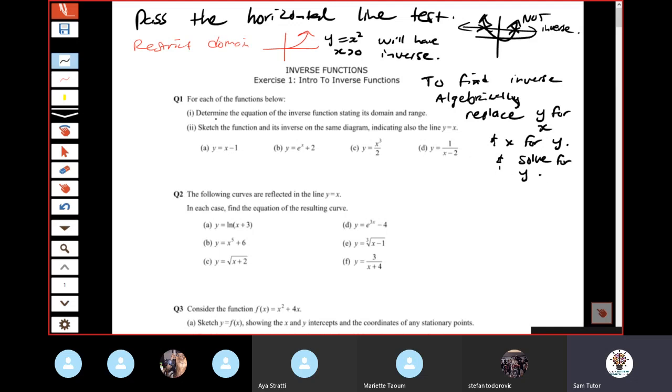So something like this. Determine the equation of the inverse function stating its domain and range. So if I had y equals x minus 1, to find the inverse, all I do is I go x equals y minus 1, and then you obviously make y the subject again, and the inverse is x plus 1.